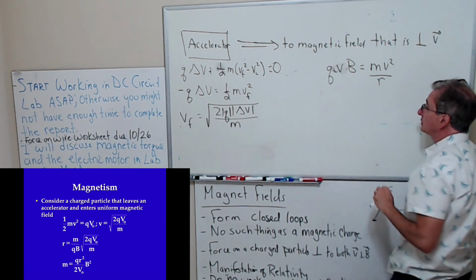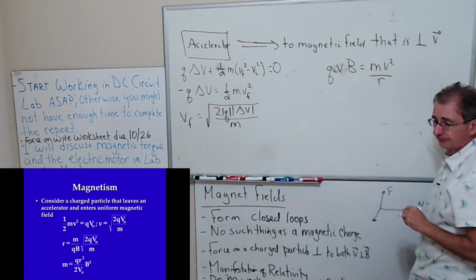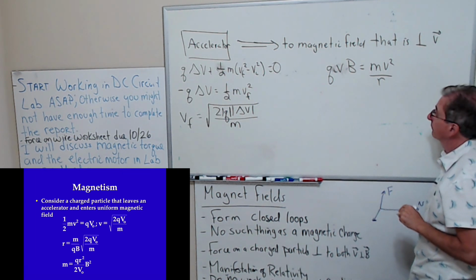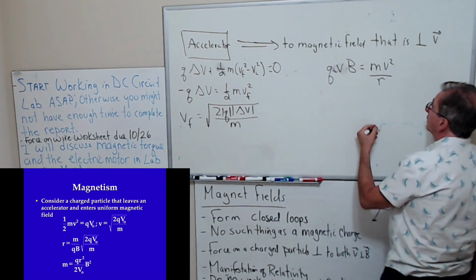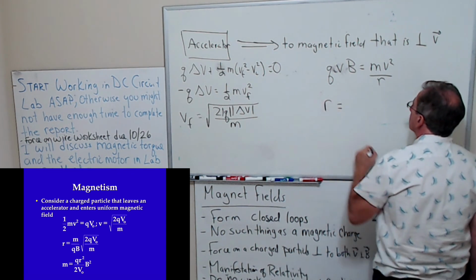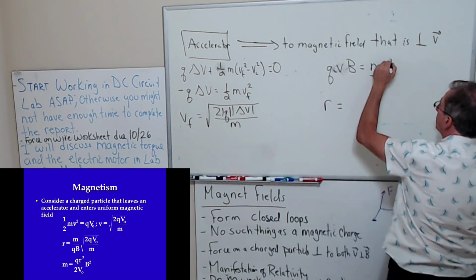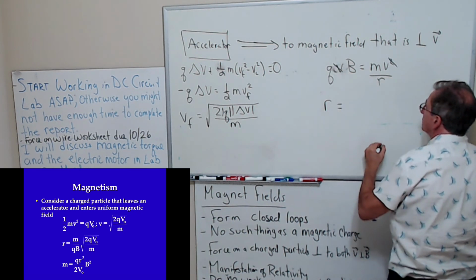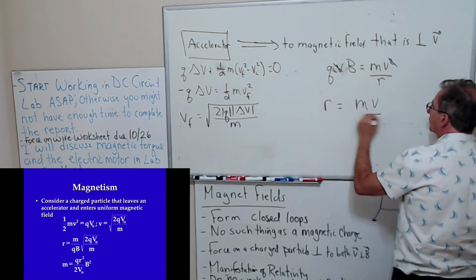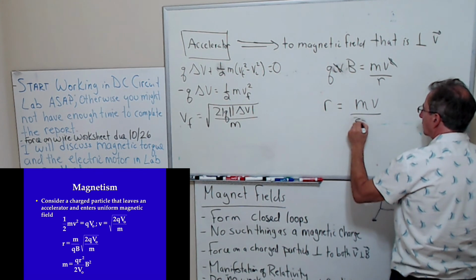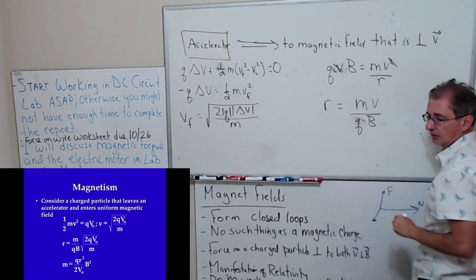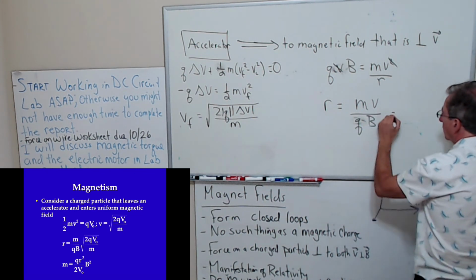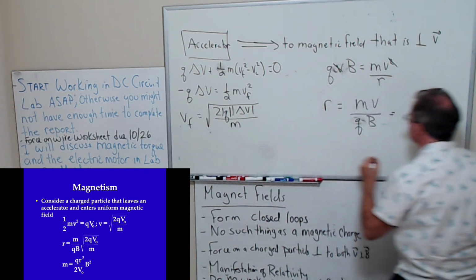So if qvB equals mv squared over r, we can solve for r here, right? r is going to be what? Get rid of one of the v's. It's going to be mv over qB. And the v is this guy.